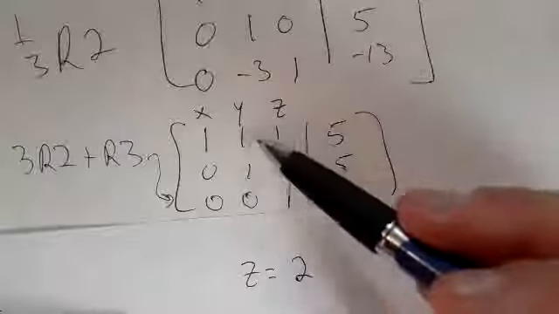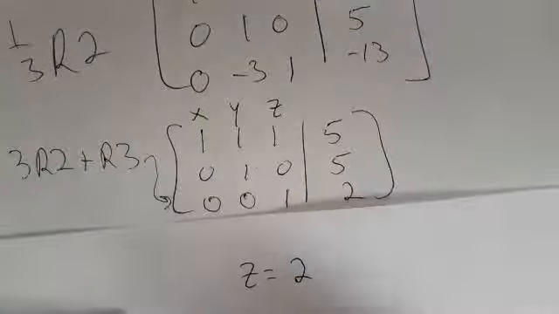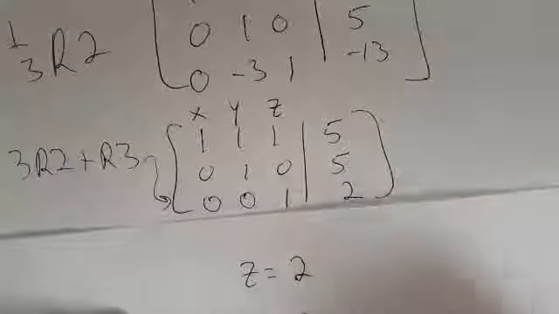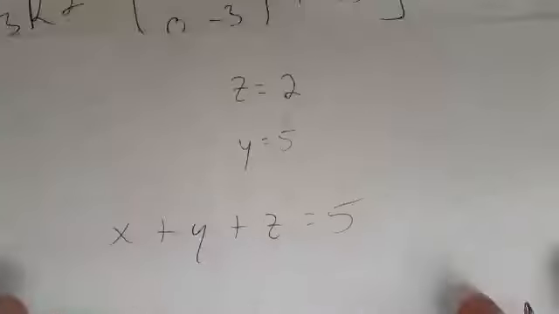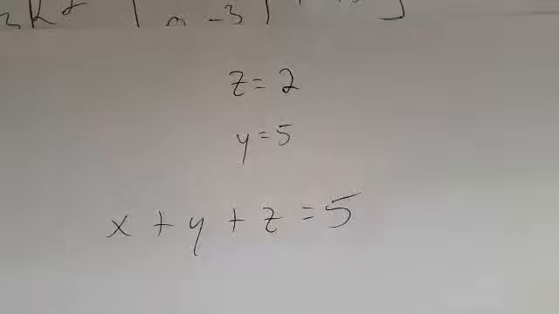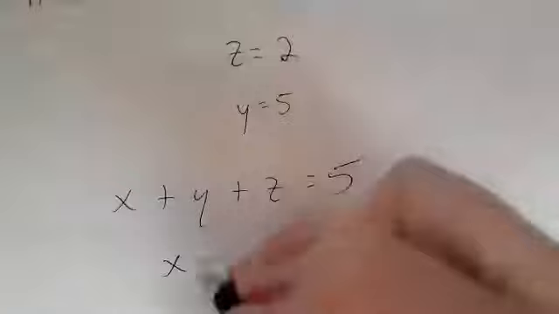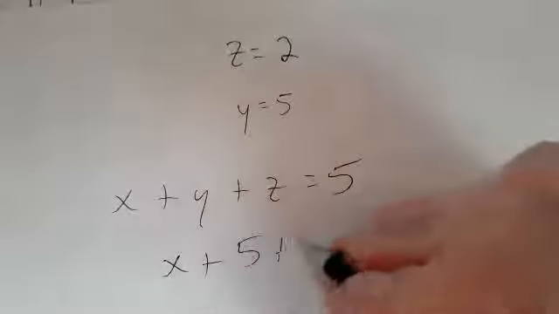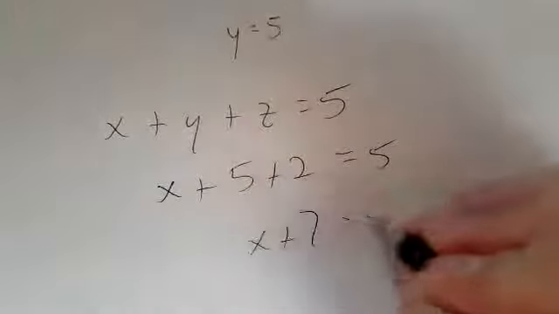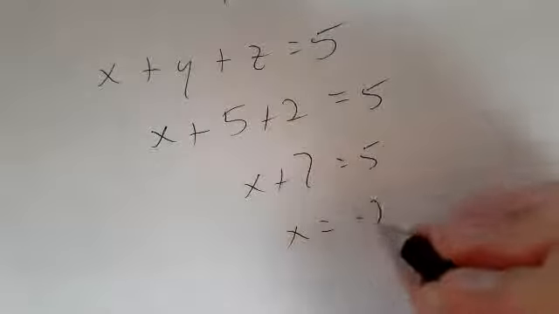This one gives me x plus y plus z equals 5. So it did nothing to that equation. That's the same equation we had in the original. Okay. But look at this. This should be pretty easy to solve for the remaining variable of x. So if we do x plus what? 5 is first, and then 2 equals 5. So x plus 7 equals 5. We're going to subtract 7, so x is a minus 2.